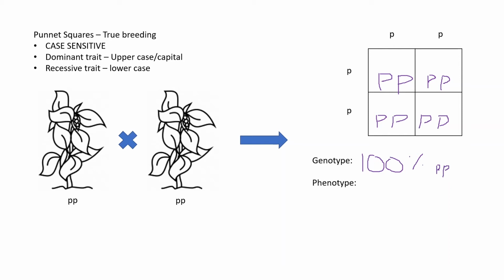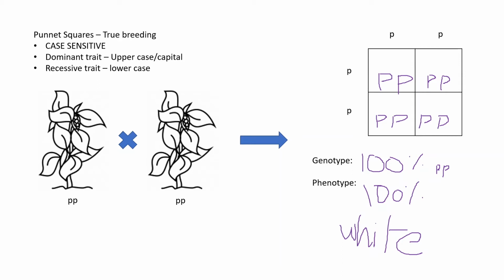And the phenotype, what does it mean? The phenotype means that if we crossbreed or artificially fertilize these two plants, 100% of their offspring are going to have white flowers. Phenotype 100% white. Okay, so that's Punnett squares for true breeding.